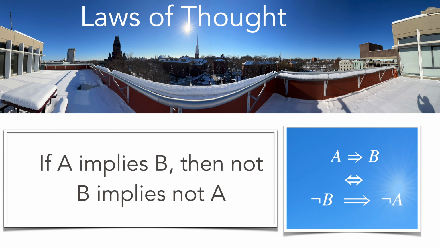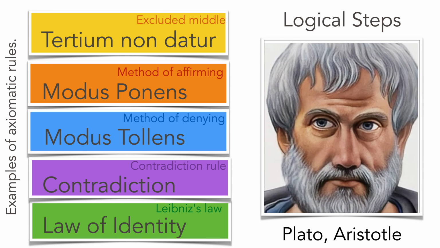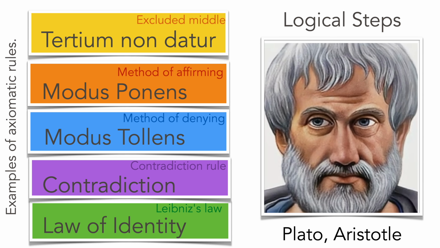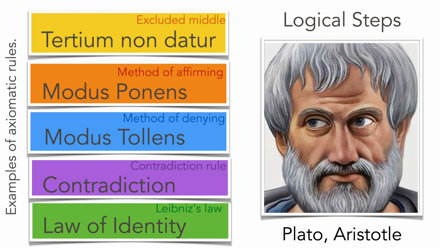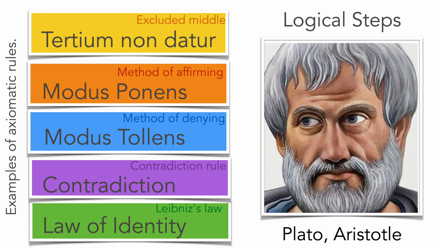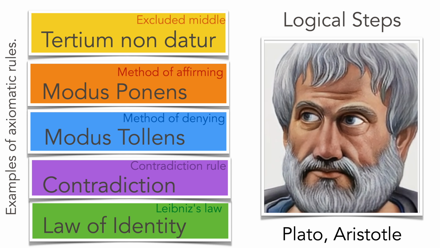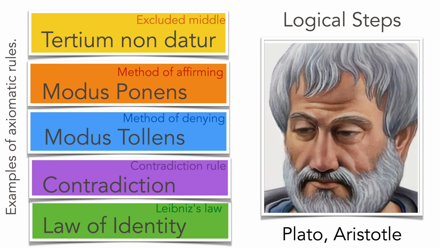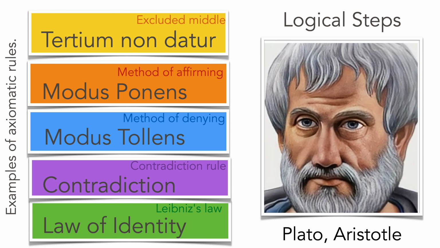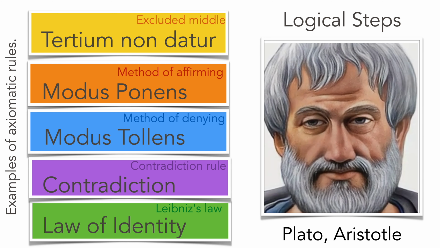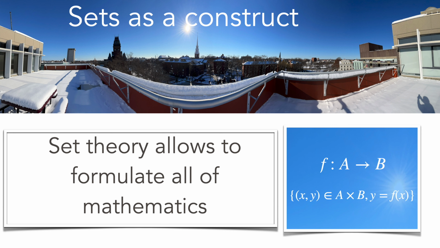The laws of thought are used when doing logical arguments. They go back to early philosophers like Plato or Aristotle. An example is that a statement is either true or false. There are rules to draw conclusions, like if A is true and A implies B, then B is true, or that if B is false and A implies B, then A is false, or the law of identity, which tells that A implies A.